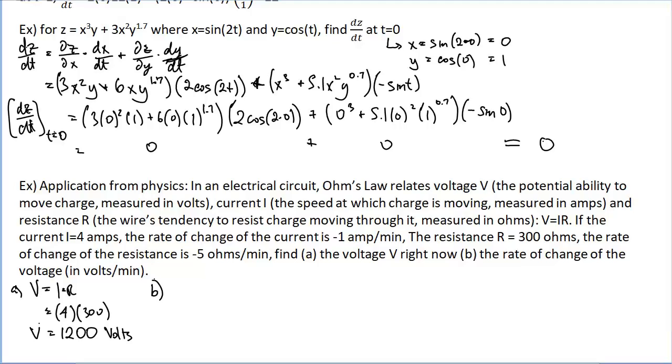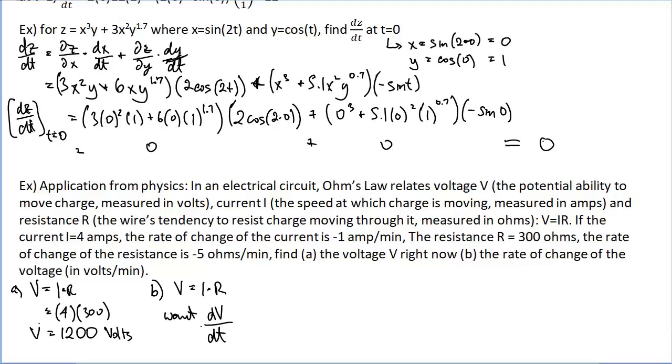So once again, we're going to start with V equals I times R, and we're going to look at what the question is asking for. The question is asking for the rate of change of the voltage at this particular moment, in volts per minute. So how do we write down the rate of change at a particular instant? What it's asking for is the rate of change in voltage per time. So what it's asking for is dV/dt.